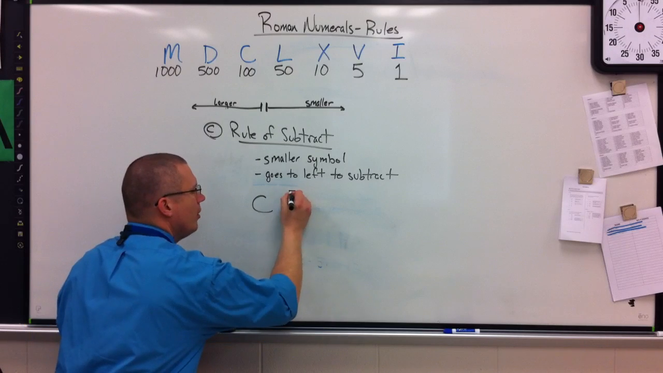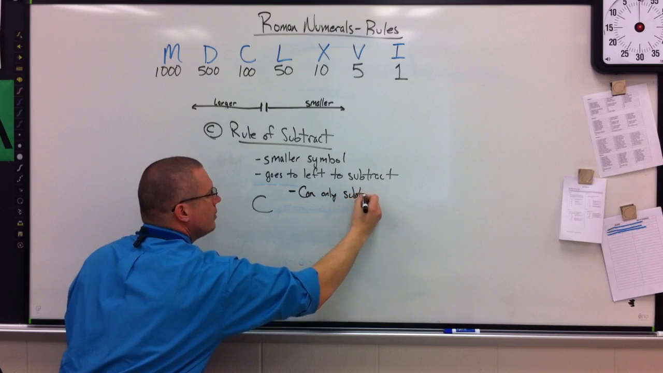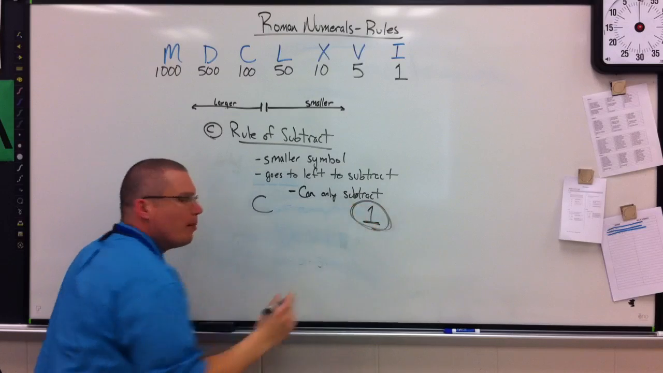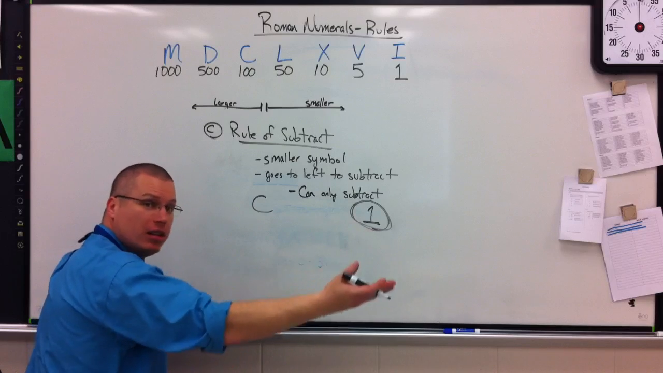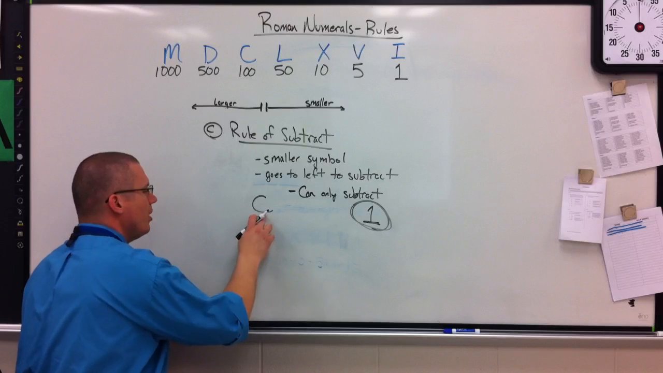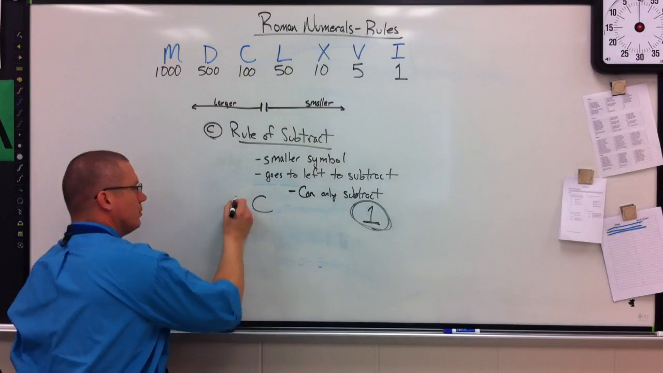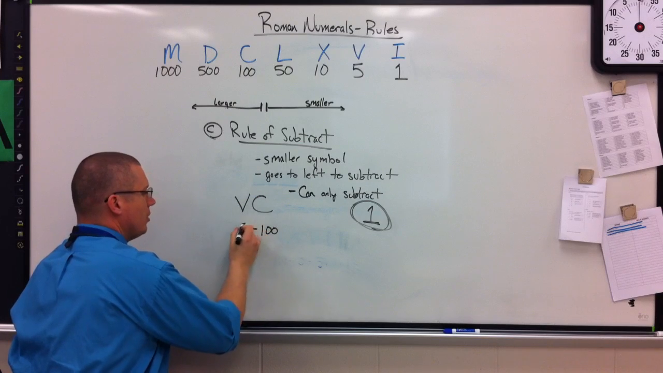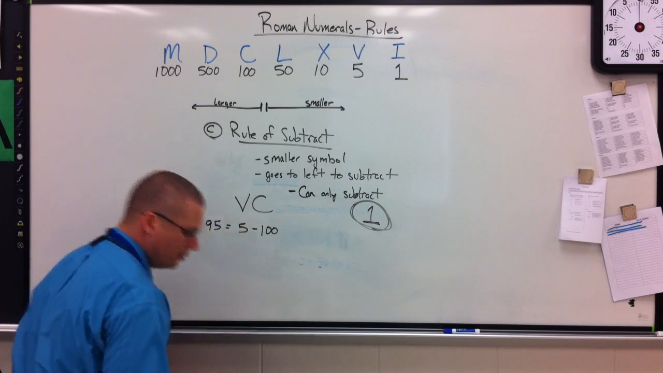I should also point out here, I can only subtract one thing in front. Remember back to the add rule. The adding, I could add a maximum of 3 items after it. To the left, I can only subtract 1. So again, go to the C, which is 100. I subtracted 10. I could subtract a 5. So I can do that. So this is 100 minus 5, which would give me 95.